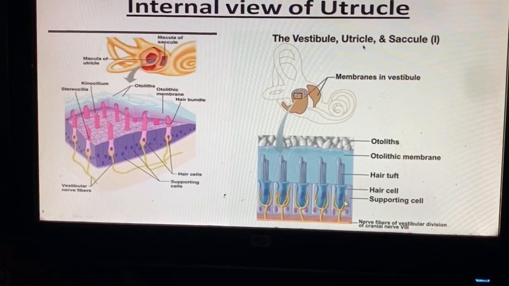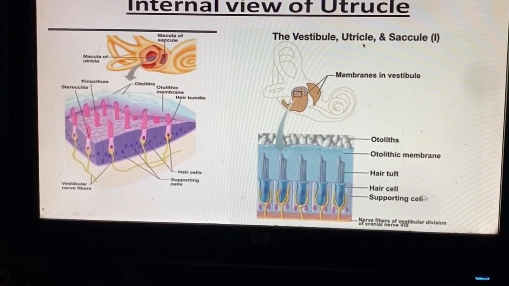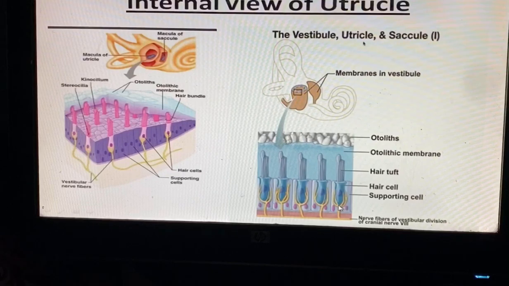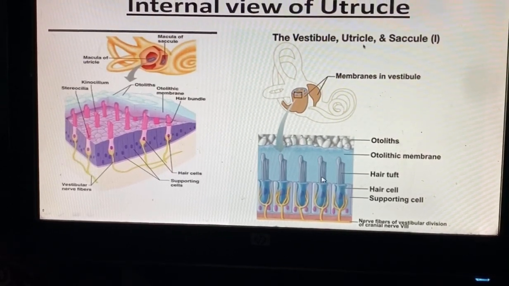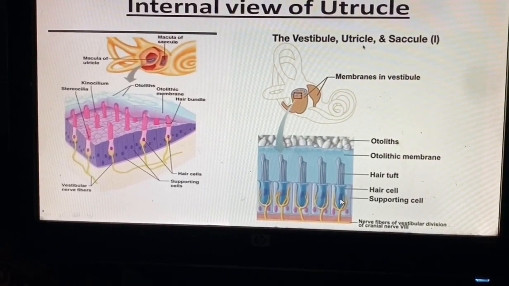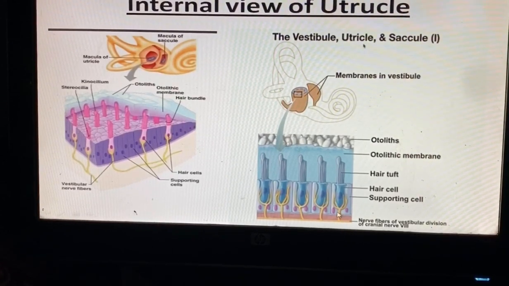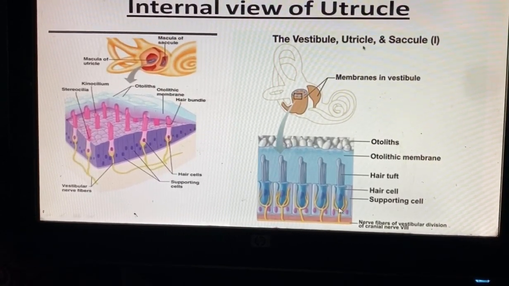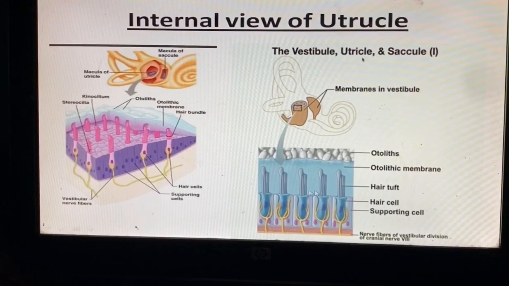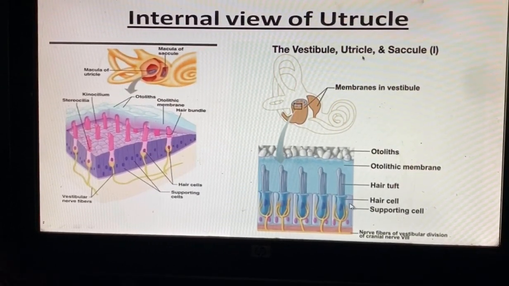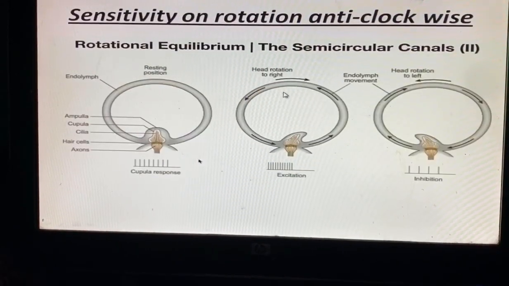And this is the basic structure at the straight portion, how sensory cells are holding the hairs, and how at the base of the sensory cells nerves are connected. Just showing this kind of structures here. Okay.